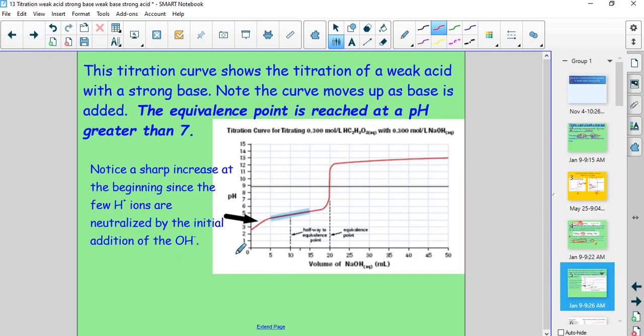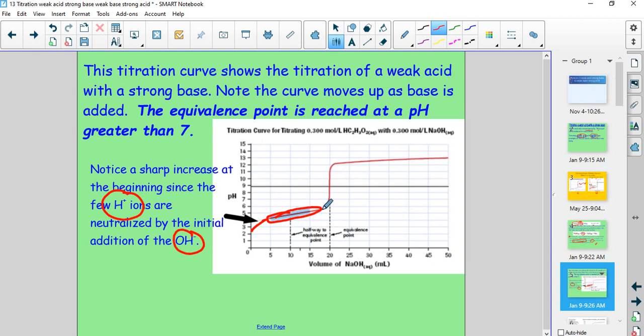I already kind of talked about what's happening here. Take note of a sharp increase at the beginning, since the few hydrogen ions that are present from the partial ionization of your weak acid are completely neutralized by your hydroxide ions, so you see a spike in pH. But that begins to level off around here, in your buffering region. We'll talk a little bit more about that.